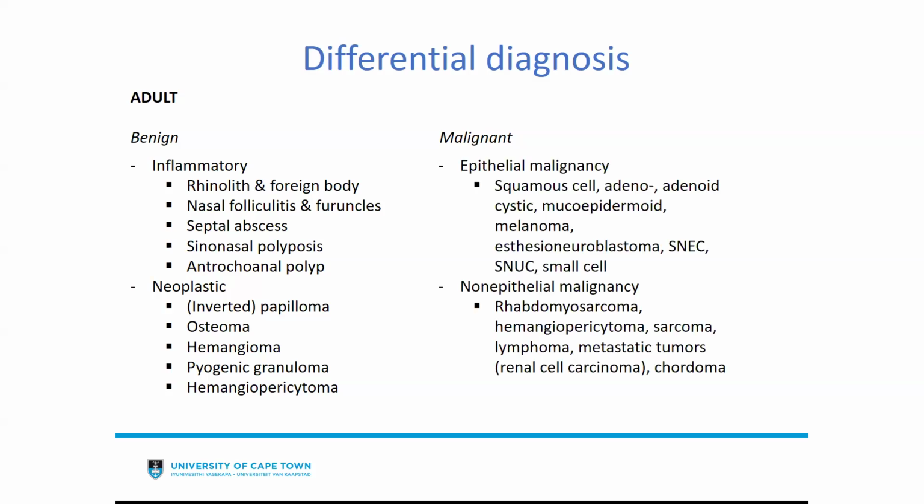For malignant lesions, you can either think of an epithelial malignancy, such as a squamous cell carcinoma, an adenocarcinoma, a mucoepidermoid carcinoma, and others, or a non-epithelial malignancy, such as a rhabdomyosarcoma, which is more rare.